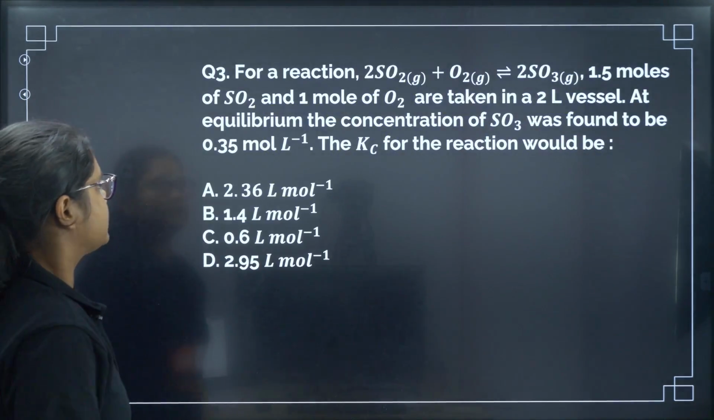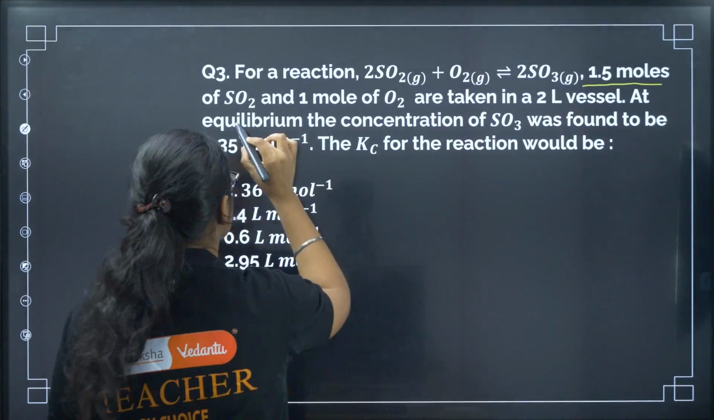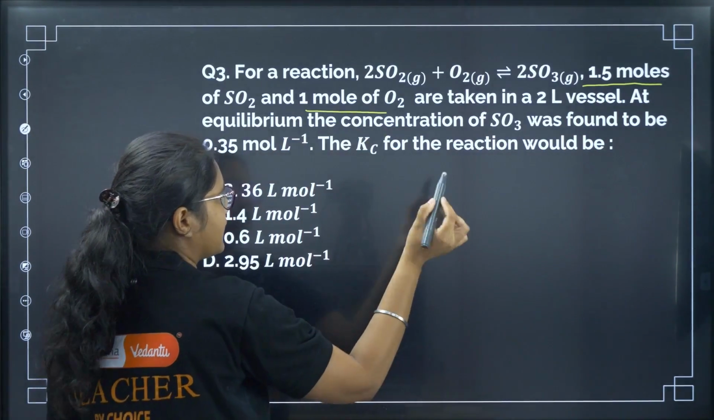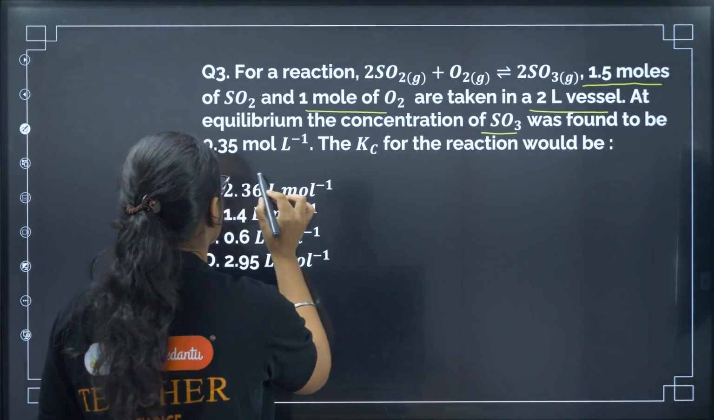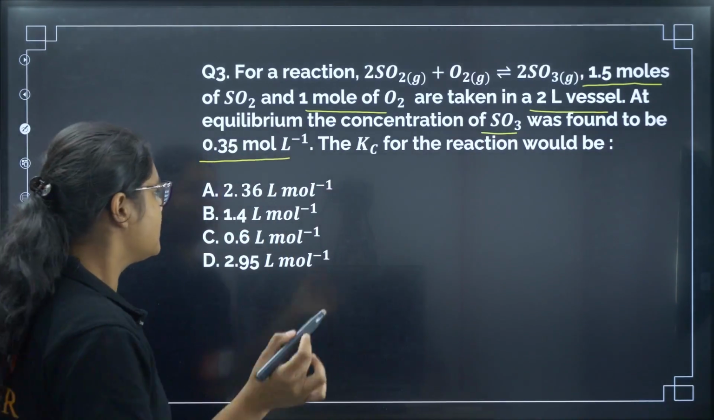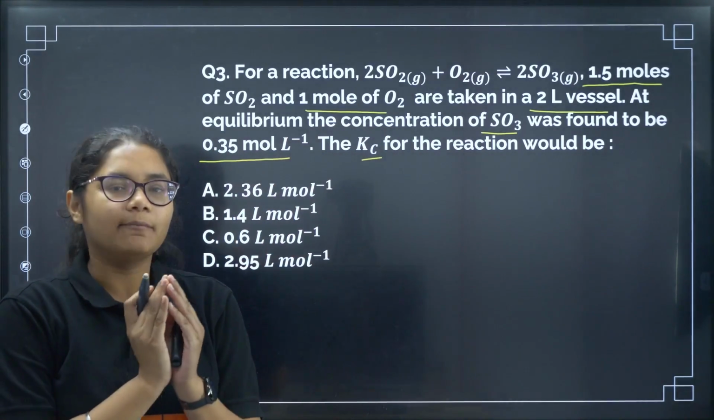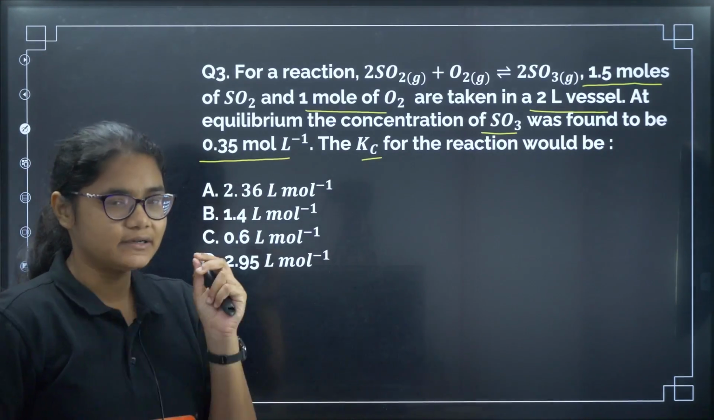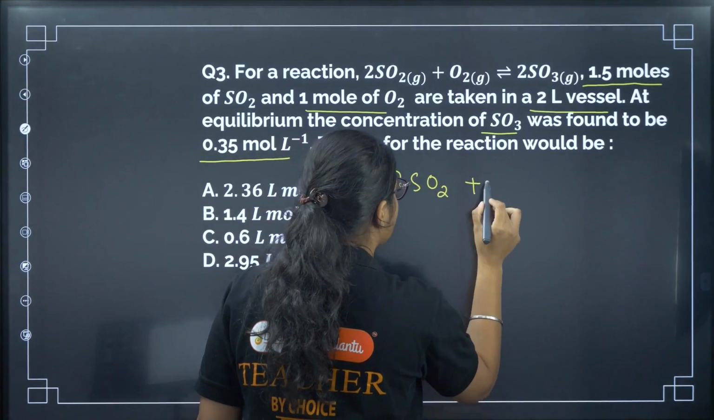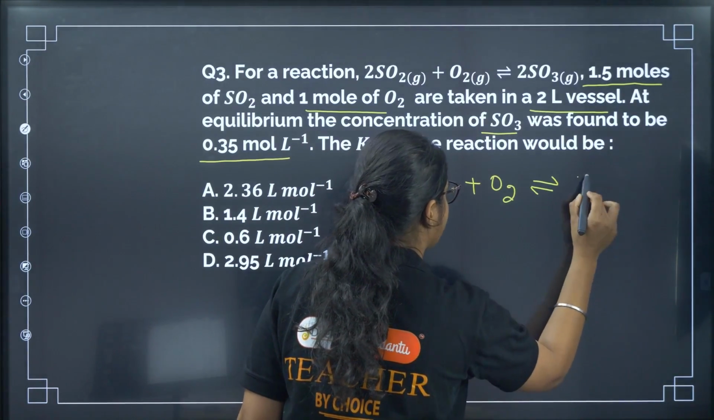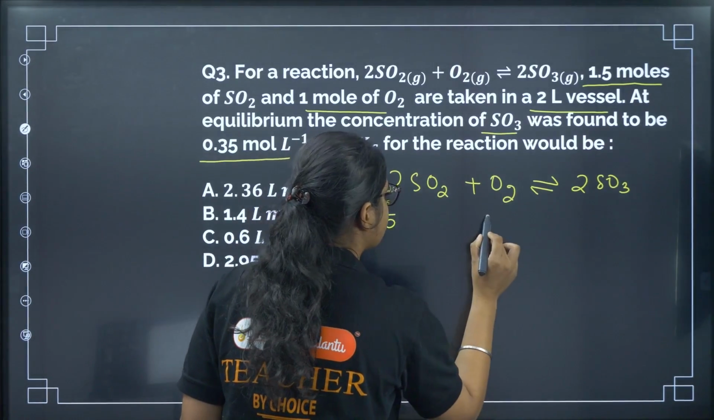Easy one. Next, for a reaction 2SO2 plus O2 gives 2SO3, 1.5 moles of SO2 and 1 mole of O2 are taken in a 2 liter vessel. At equilibrium, the concentration of SO3 was found to be 0.35 mole per liter. The Kc for the reaction would be? This question is a moderate level question, not very easy, a little bit tricky. So first, let us write the reaction: 2SO2 plus O2 gives 2SO3. Now what are the initial amounts given? 1.5 moles and 1 mole.